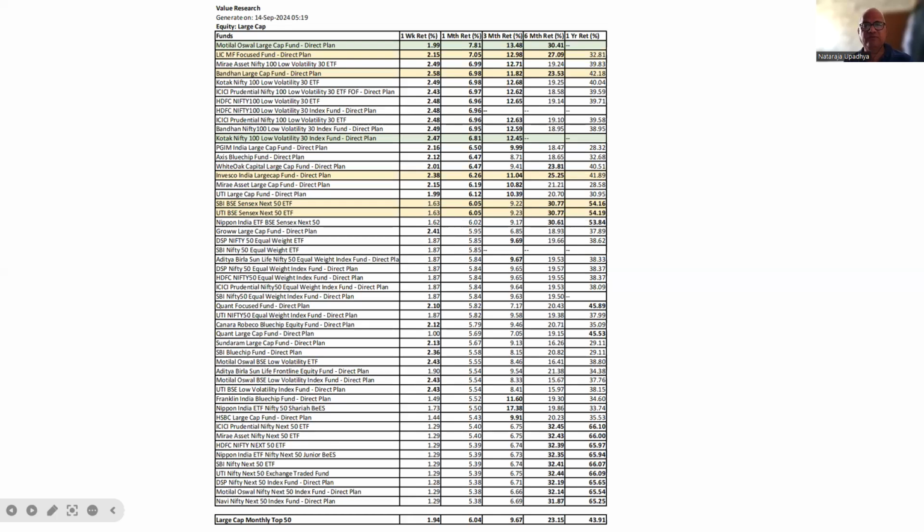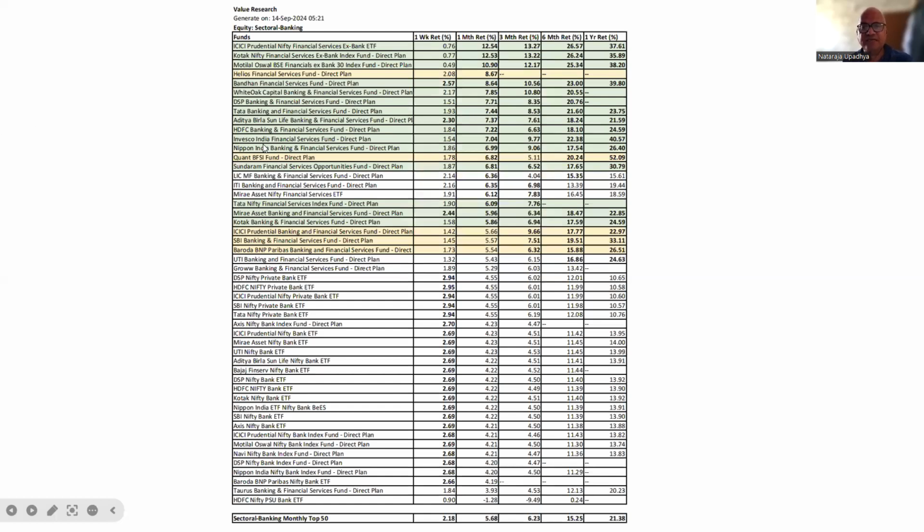1.94% for the week, 6.04% for the month, 9.67 for 3 months, 23.15 for 6 months, 43.91. The ones in green are Motilal Oswal Large Cap Fund, 7.81% for the month, 30.41 for 6 months, impressive. Kotak Nifty 100 Low Volatility 30 Index Fund, 6.81 for 1 month, 12.45 for 3 months.